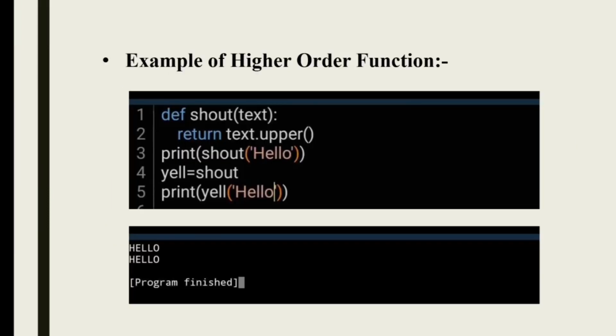Let us see an example. def shout of text, which returns text.upper, print of shout of hello, L equals shout, print of L of hello. Here we take the input as hello. We define a method called shout, which will return the uppercase format of the given input. In the output we get hello in all uppercase letters.